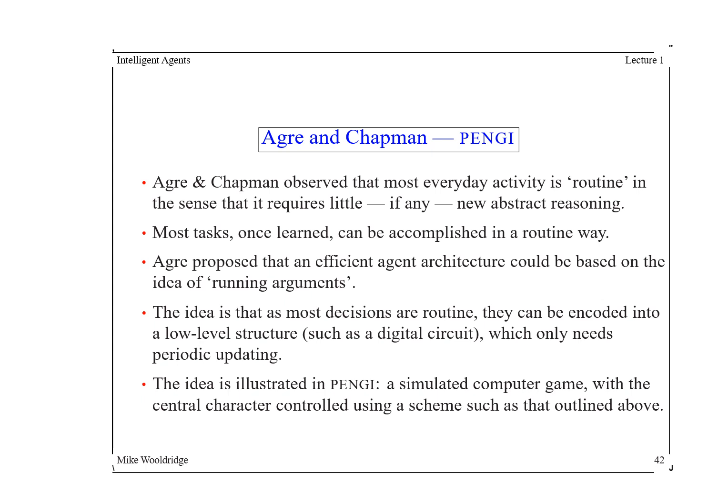Now, Chapman observed that most everyday critical activities are generally routines, right? So most tasks that have already been learned can be accomplished easily. He proposed that an efficient agent architecture can be based on the idea of learning particular routines. The idea is that, as most decisions are routine, they can be encoded into a low-level structure such as a digital circuit, which only needs periodic updating.